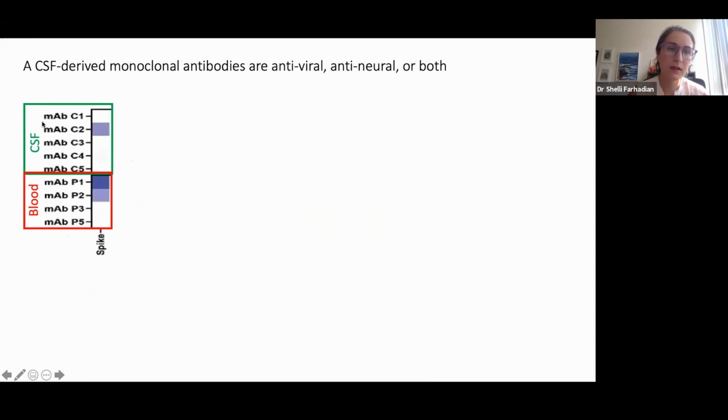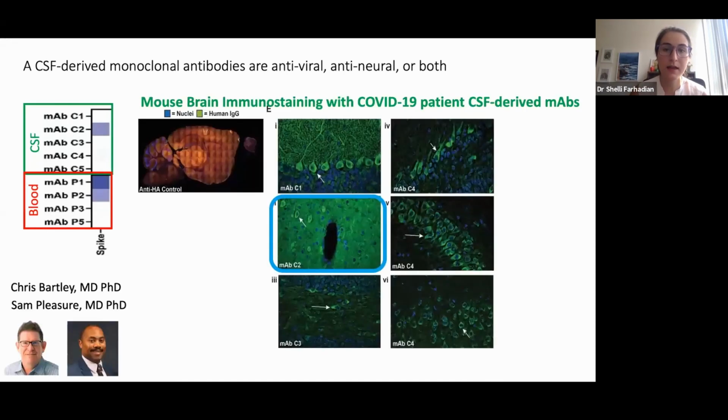We then tested these monoclonal antibodies that were derived from CSF or from blood for reactivity against spike protein. And as you can see, 2 of the peripheral blood-derived monoclonal antibodies and 1 of the CSF-derived monoclonal antibodies were immunoreactive against spike using this ELISA assay. Our next question was, what were these other monoclonal antibodies targeting then? If they weren't antiviral, why were they expanded in the CSF of our COVID-19 patients?